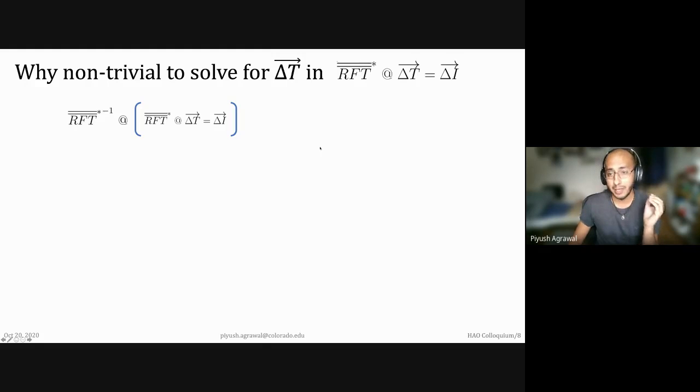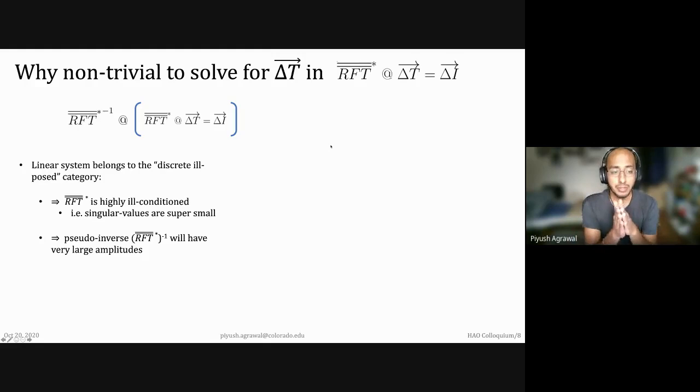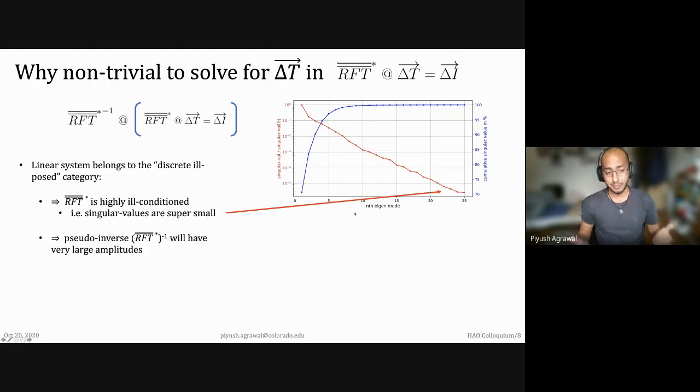The complexity comes from the fact that your system belongs to something called a discrete ill-posed problem. In very simple terms, it just means that your response function is highly ill-conditioned. That means that your singular values are super small. On the right, in the plot, I'm showing the singular values of the response function matrix. If you do the SVD and spit out the singular values, this is how they are distributed. Here I'm only plotting 25 singular values. In my system, I have about 120 singular values.